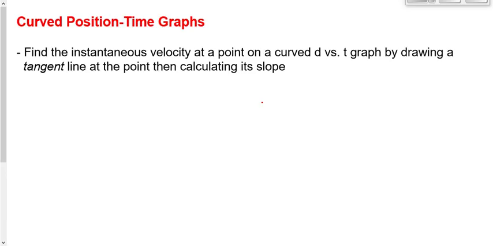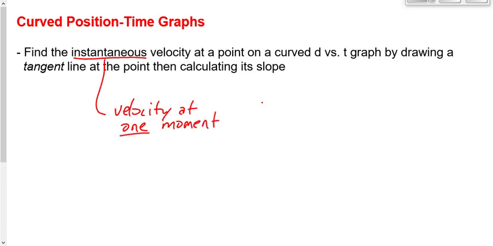But the instantaneous velocity, that is the velocity at one moment of time, we can find by drawing what we call a tangent line. And I'll explain what that means in just a second. A tangent line at that point, and then calculating its slope. Calculating the slope is the same thing as saying v is equal to delta d over delta t. Rise over run, delta d over delta t, it's the same thing. So the big thing here is, what's a tangent line and how do we draw a tangent line?